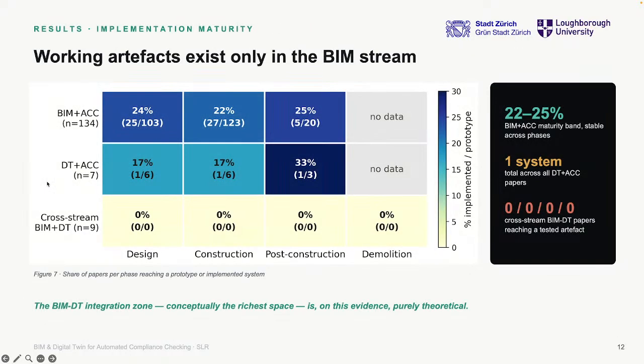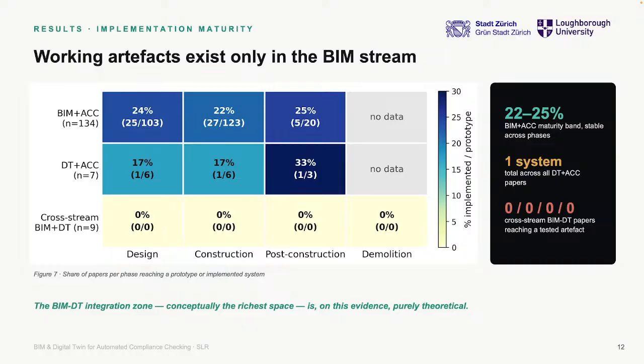which pushes to a next representation. And this representation tells us what the maturity of development of ACC is within those different topics, looking at design, construction, pre-construction, and demolition. And we can see here that on the cross stream, so BIM and digital twin together, there's literally no artifact developed up till today.